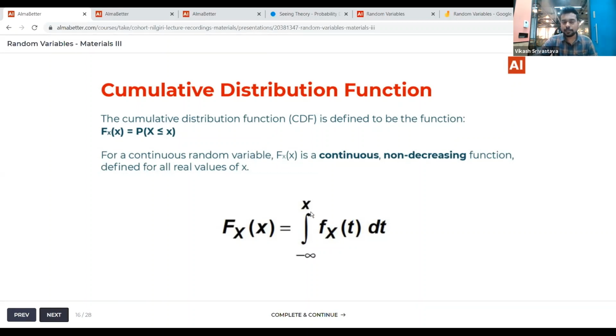Because this function is integrated with respect to dt in this case, and the limit is from minus infinity to x, the whole thing will be a function of small x, right? Function of small x. So this is a cumulative distribution function, or CDF, which is defined as the probability of X less than or equal to x. Here we are not specifying the lower bound, that's why we have minus infinity. So this function is a continuous non-decreasing function defined for all real values of x.